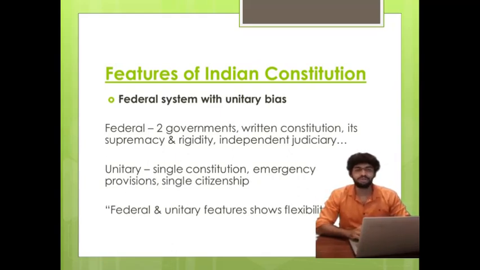Even if the Constitution of India has adopted federalism, there are unitary features present in the Indian Constitution. These unitary features are as follows: single citizenship, emergency provisions, single constitution, and so on. In a way, we can say that the flexibility and rigidity allows the Indian Constitution to meet the aspirations of the Indian people. The flexibility allows the Indian Constitution to modify itself as per the need of time, while the rigidity allows the Constitution to be rigid and strong.